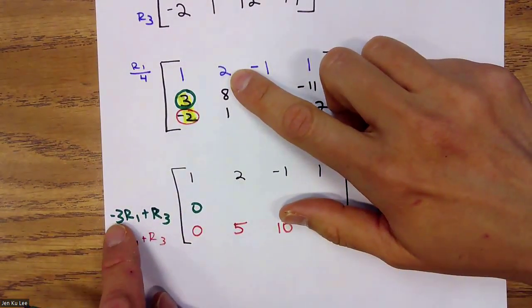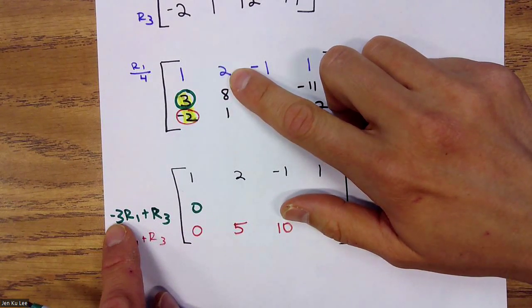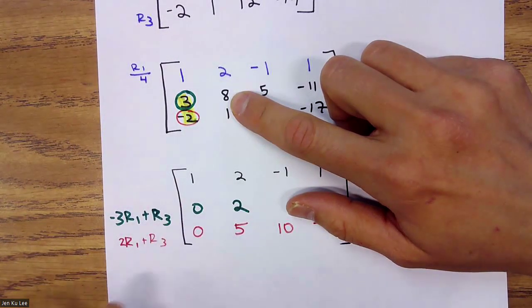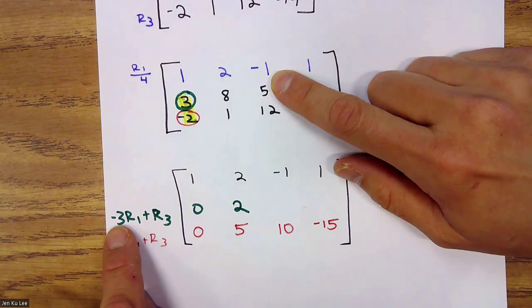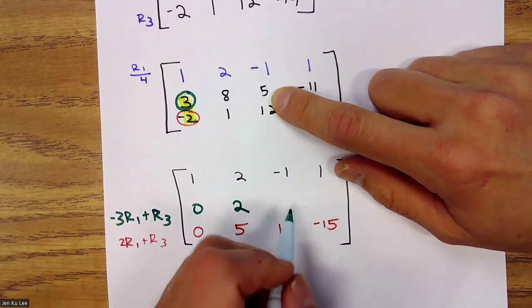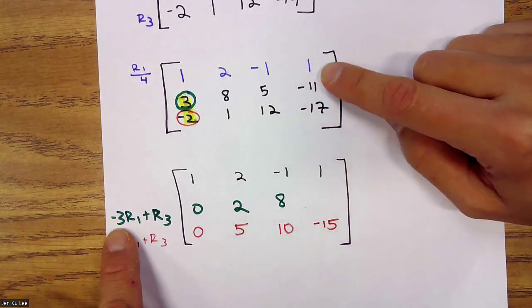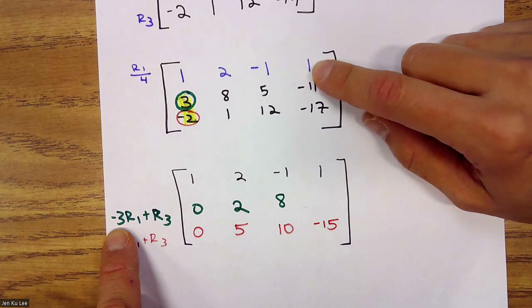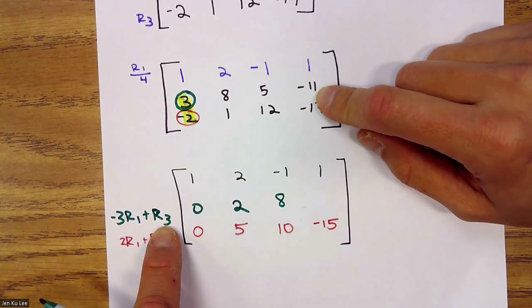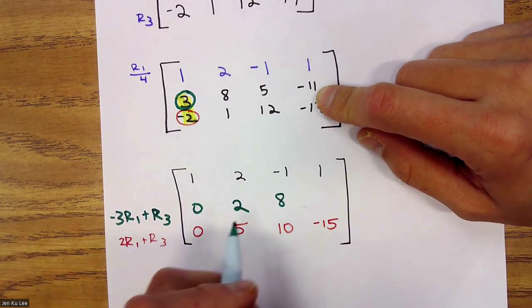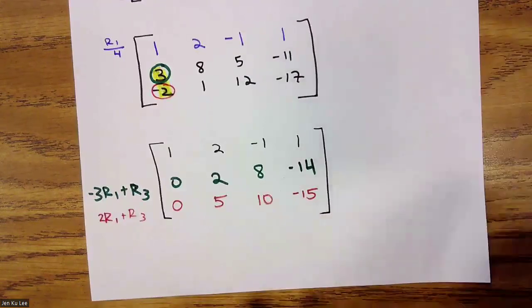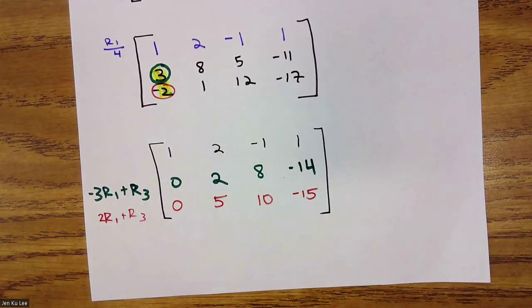Okay? So negative 3 times 2, that's negative 6, plus 8. Negative 6 plus 8, that's 2. Negative 3 times negative 1, that's positive 3, plus 5, that's 8. Negative 3 times 1, that's negative 3 minus 11. Negative 3 minus 11, negative 14. Okay? So I got that one, right?